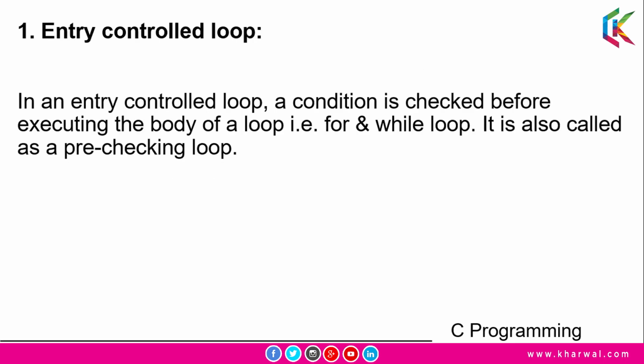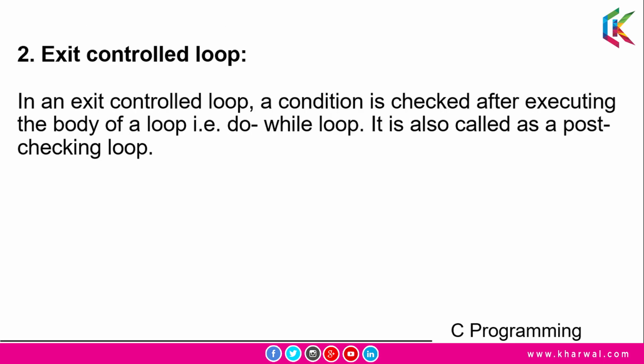So in entry control loop, a condition is checked before executing the body of a loop, and the entry control loops are for and while loop, and it is also called a pre-checking loop. So moving further guys, in exit control loop, a condition is checked after executing the body of a loop, and the example of exit control loop is do while loop, and it is also called a post checking loop.